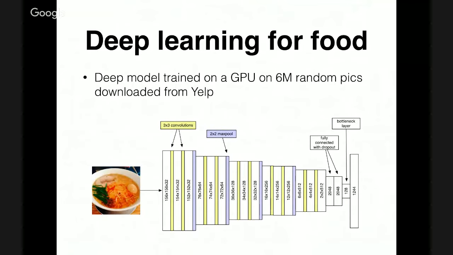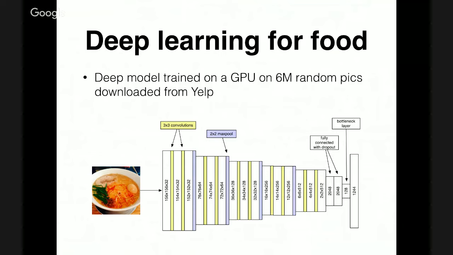So here's an experiment. This is something like a side project I had a couple of years ago. I downloaded like 6 million random pictures from Yelp and Foursquare, and I trained a model to classify food. The end goal was to see if you can predict calories from food. Didn't really work, and then I got busy with other stuff, so I abandoned the project.